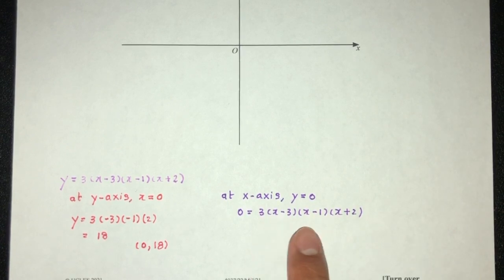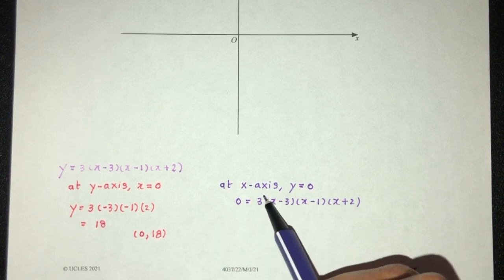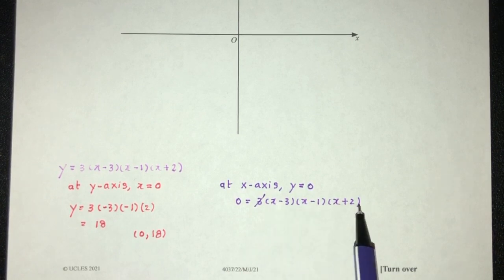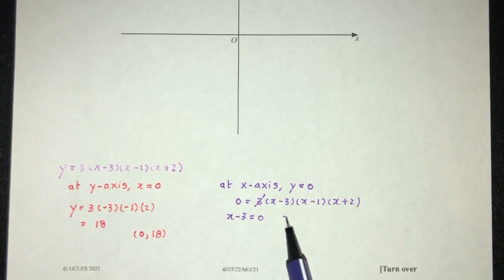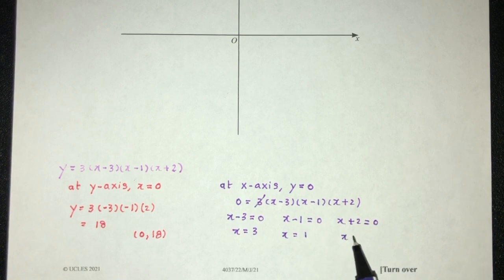Now we have to solve for the values of x. This equation is already factorized for you, so we can just equate to 0. We can just ignore the 3 because it is only a multiple. We can just pretend, let's say, divide by 3 everywhere. This will go away, right? So we only have these remaining. So x minus 3 can be 0, x minus 1 can be 0, x plus 2 can be 0. So x will become 3, x will become 1, and x will become minus 2.